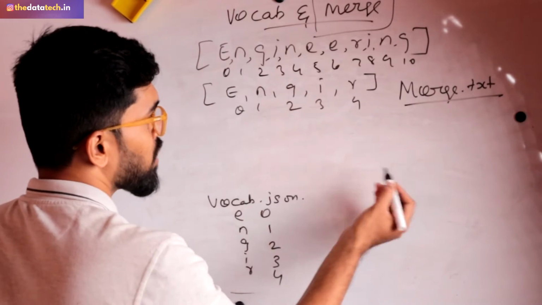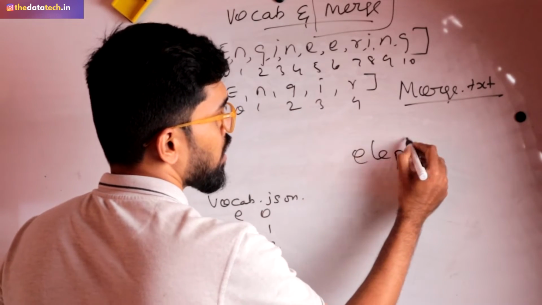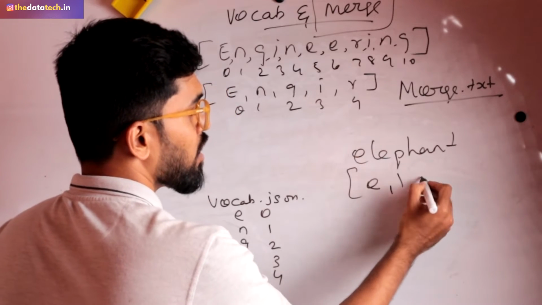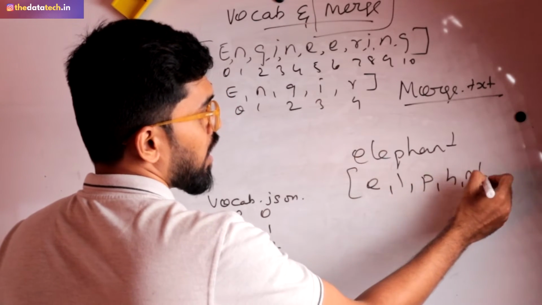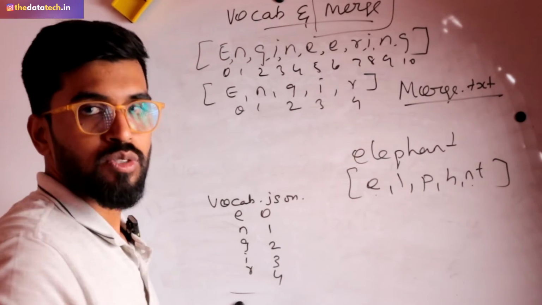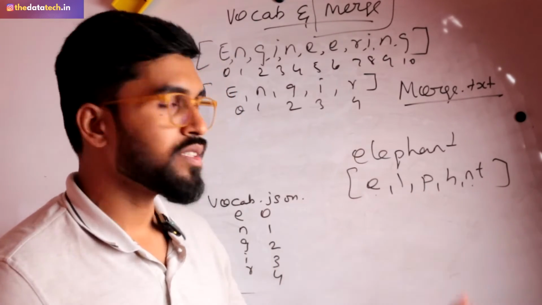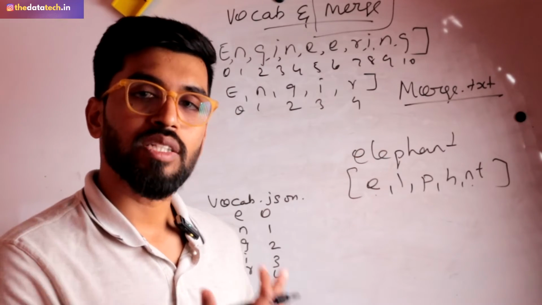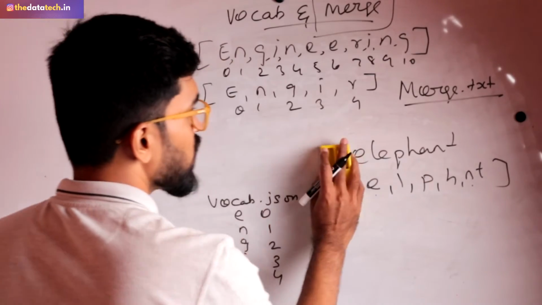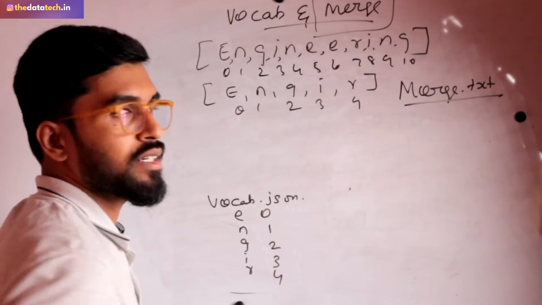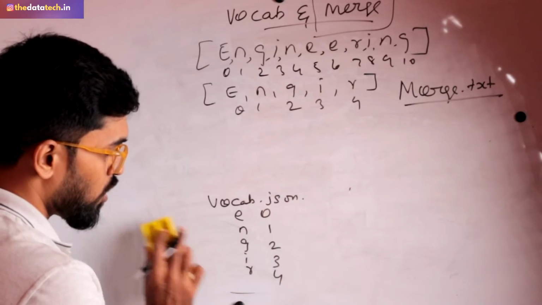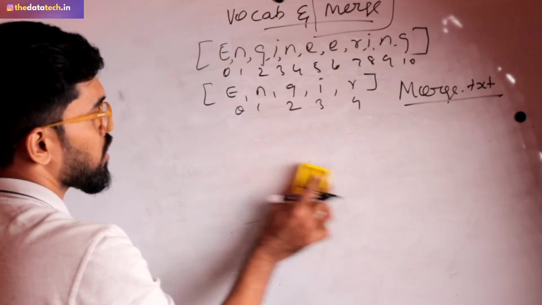Imagine now the next word coming is elephant. If you take the unique characters: E, L, P, H, N, T, right? E and N are already there, so it will skip them. It won't even consider this E and N because vocab.json already has them. So whichever word comes first, based on that the training will get started. Fine. So vocab.json 0 to 4 is already reserved. Now what next?